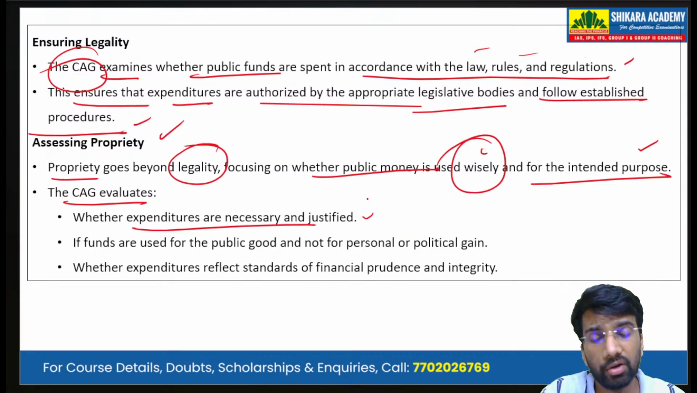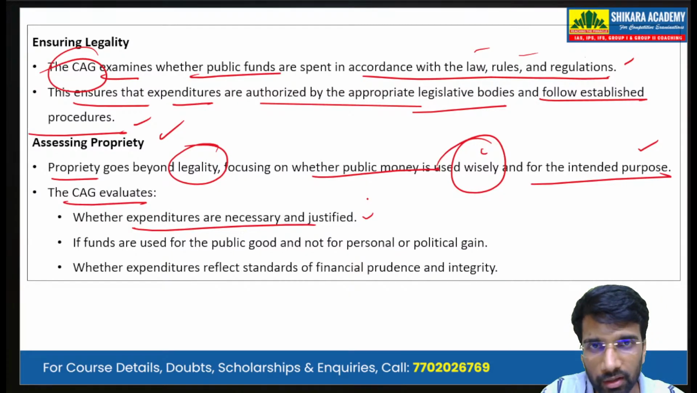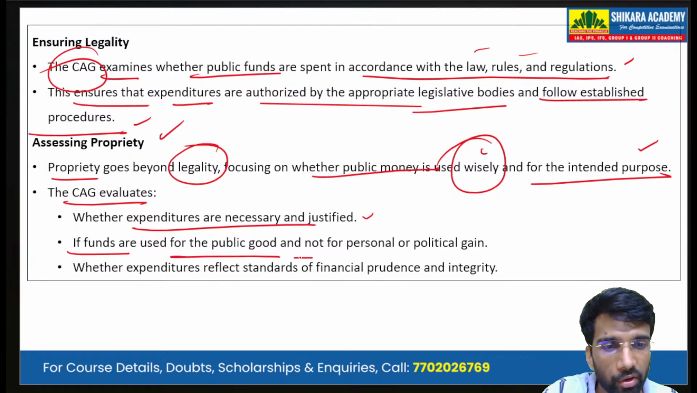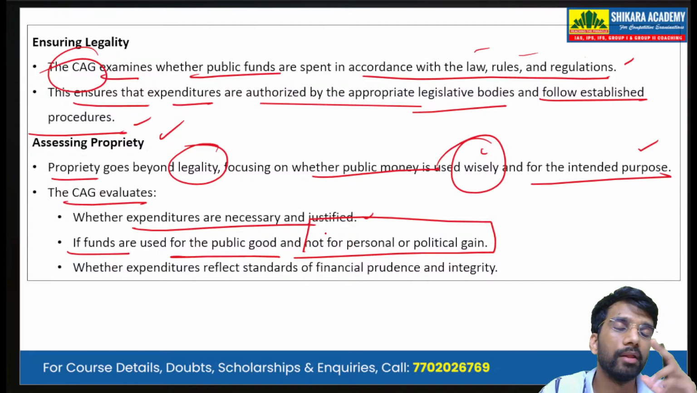If the expenditures are not necessary, if they are not justified, then the CAG will highlight it, even though that particular expenditure has been done according to the law passed by the Parliament or by the state legislature. The CAG also checks whether the funds are used for the public good and not for personal or political gain.